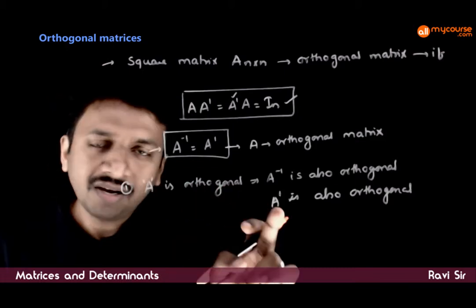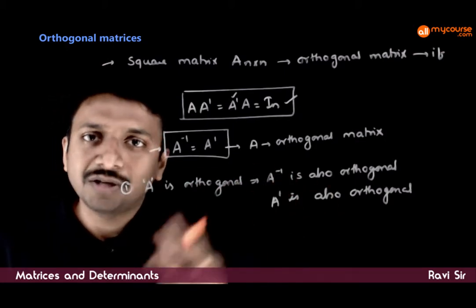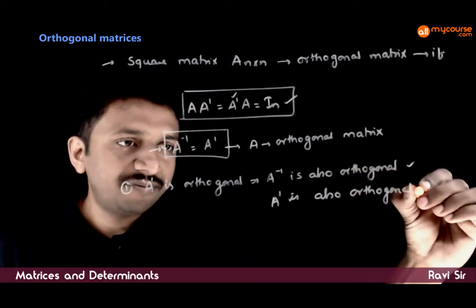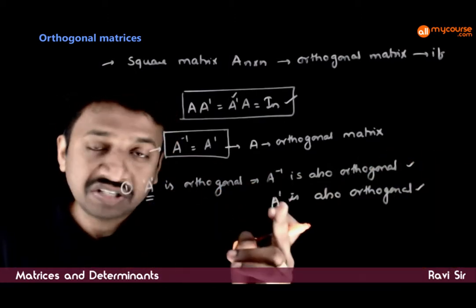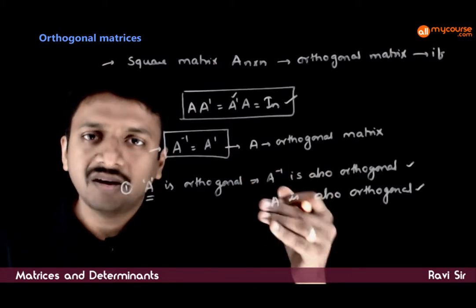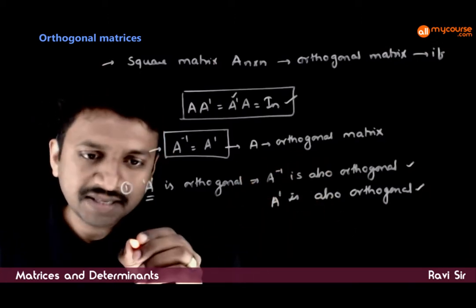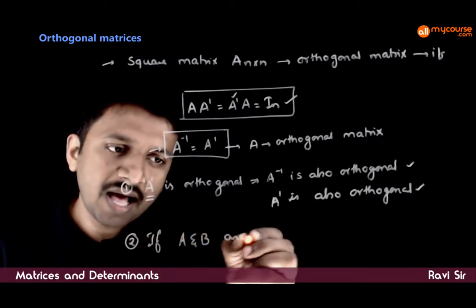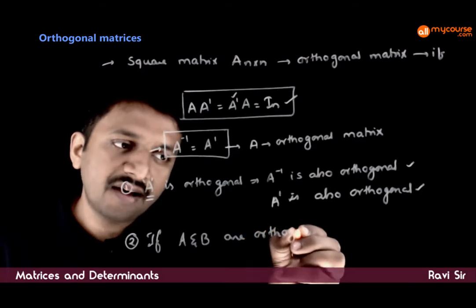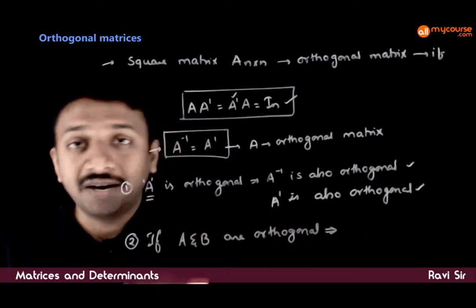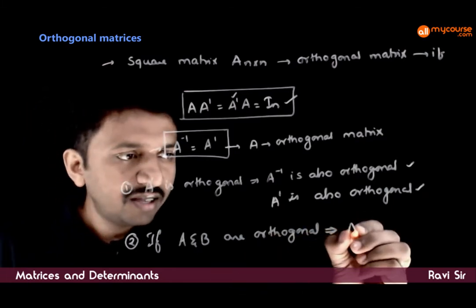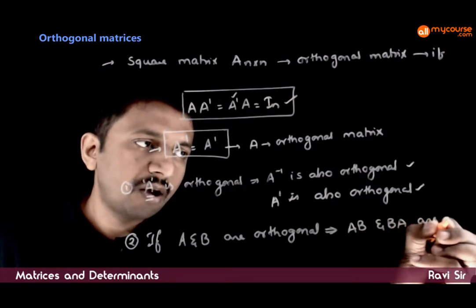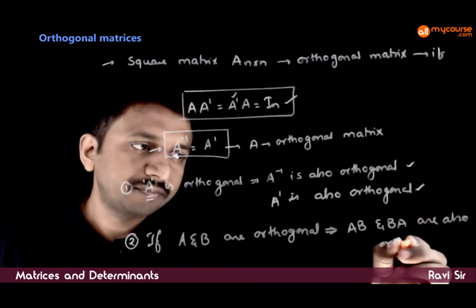So A is orthogonal implies A inverse and A transpose are also orthogonal, and A transpose is the same as A inverse. Hence, if the matrix is orthogonal, its transpose, which is the same as its inverse, is also orthogonal. Next, if A and B are orthogonal, so we have two matrices A and B which are orthogonal, the matrices AB and BA are also orthogonal.